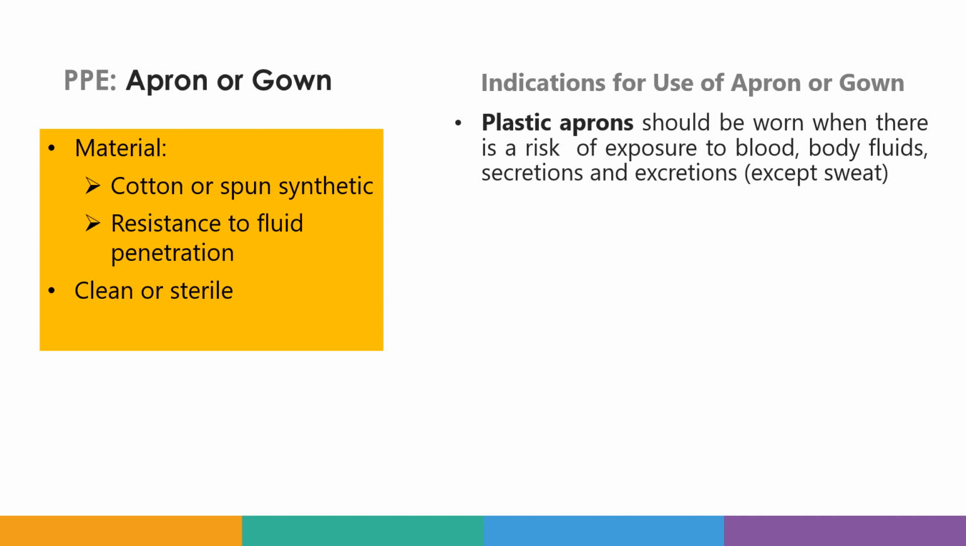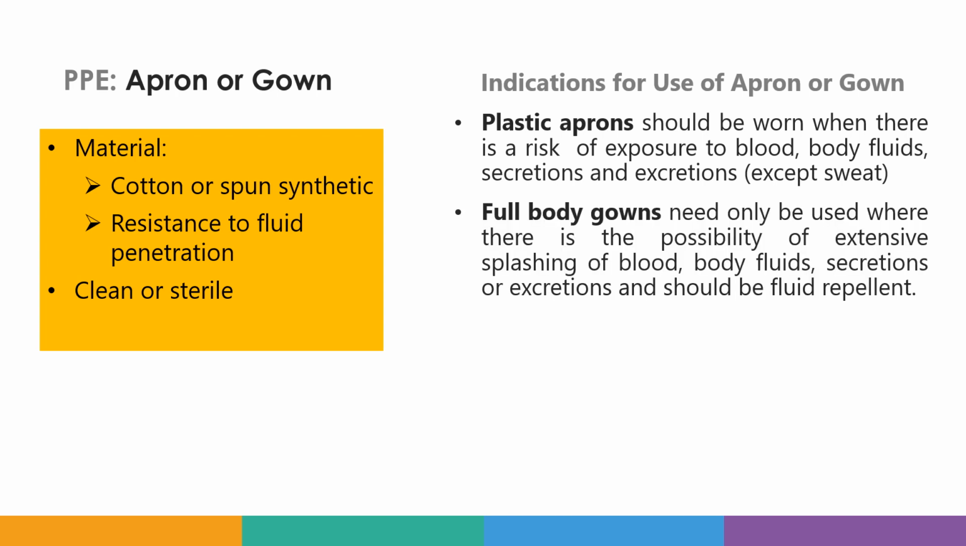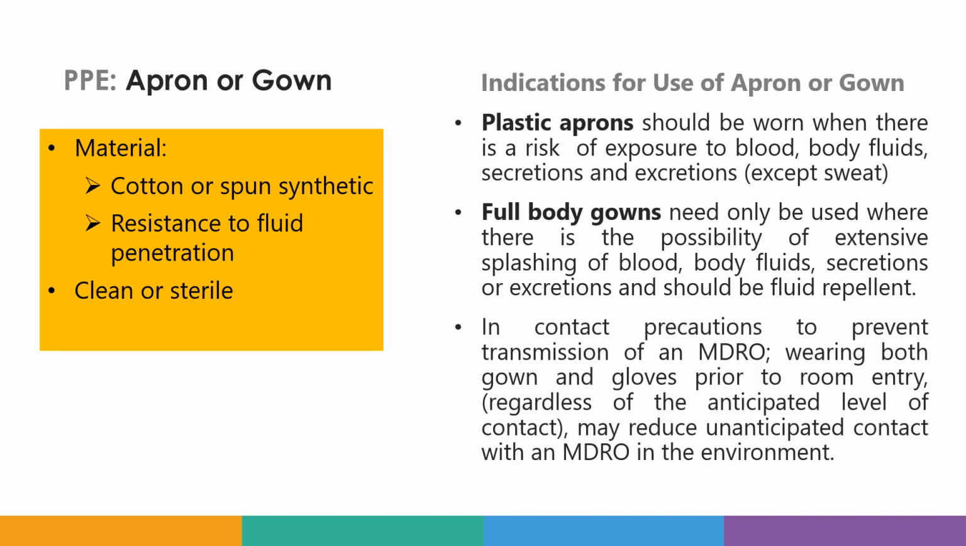Plastic aprons should be worn when there is a risk of exposure to blood, body fluids, secretions, and excretions. Full body gowns need only be used when there is the possibility of extensive splashing of blood, body fluids, secretions, or excretions, and should be fluid repellent.